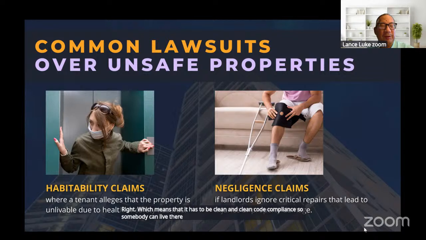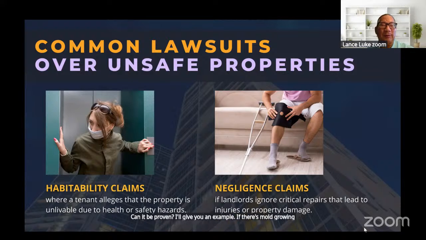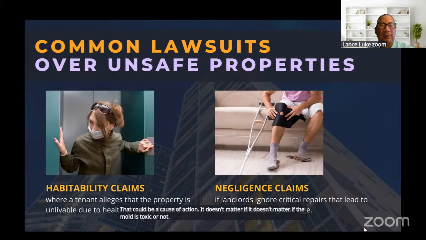If the tenant alleges that the property is unlivable due to health or safety standards, it has to be proven. Can it be proven? I'll give you an example. If there's mold growing on the wall because there was a plumbing leak or roof leak, that could be a cause of action. It doesn't matter if the mold is toxic or not, right? Now, in some cases, the mold's tested and it's toxic, and then the landlord is in worse shape, especially because they ignored the problem. Maybe there's a plumbing leak and they fix the plumbing, but the mold is still there. Okay, so there may be two issues, the plumbing and the mold issue.